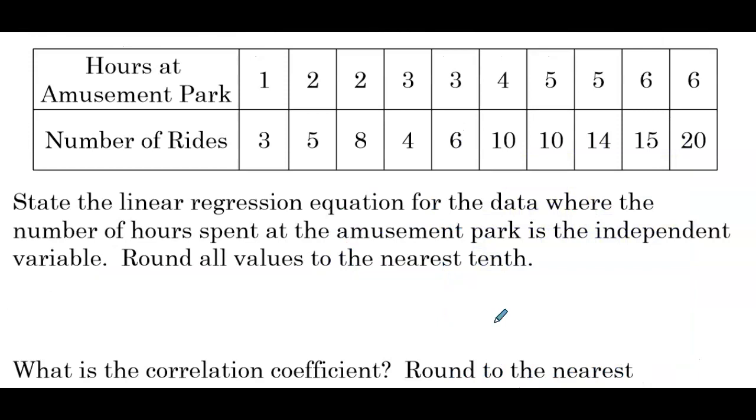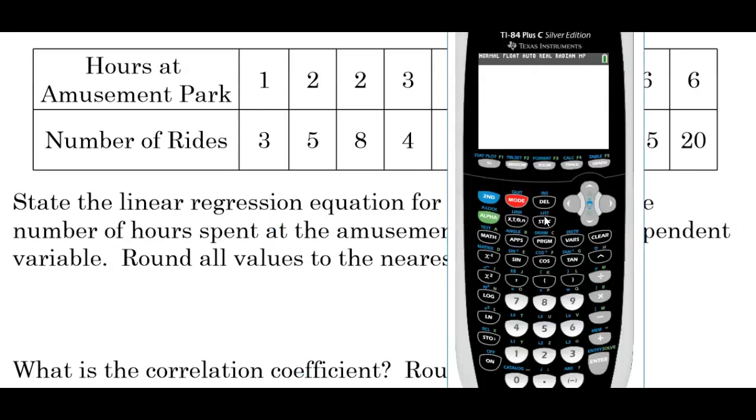State the linear regression equation for the data where the number of hours spent at the amusement park is the independent variable. Round all values to the nearest tenth. Okay, so I'm going to go to the calculator, stat, edit, hit enter. You'll see I've already put this data set in to save a little bit of time. Okay, so you want to put in L1, you want to put in L2. Pause the video if you need time to do that. Make sure you have the same number of entries in each list.